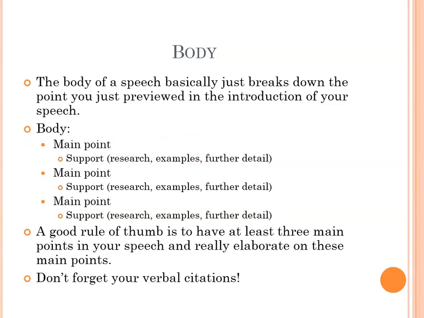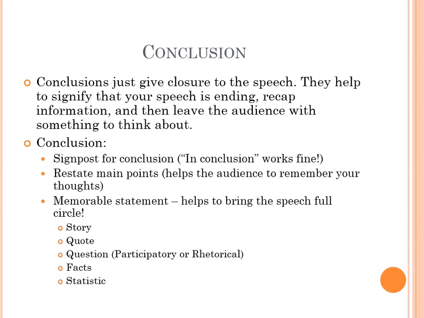So I'd say, all right, we're going to go ahead and jump into the benefits of the medical coding and billing program. And that's where I'd give examples of things and I would discuss research about it and give you further detail on it. And so I would do that for each of my main points. A good rule of thumb is to have at least 3 main points in your speech and to really elaborate on those main points. If you've got 10 main points in your speech, you're not elaborating enough. Curb it down to about 3 to 5 and then really work on developing those main points. And don't forget your verbal citations. A simple "according to" wherever you got the research and then giving the fact is a great way to boost credibility in your speech. And then after you've done all that, you move into the conclusion.